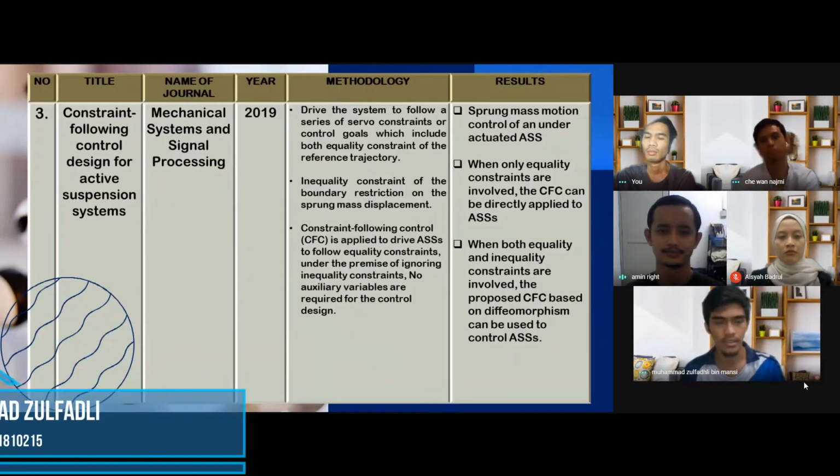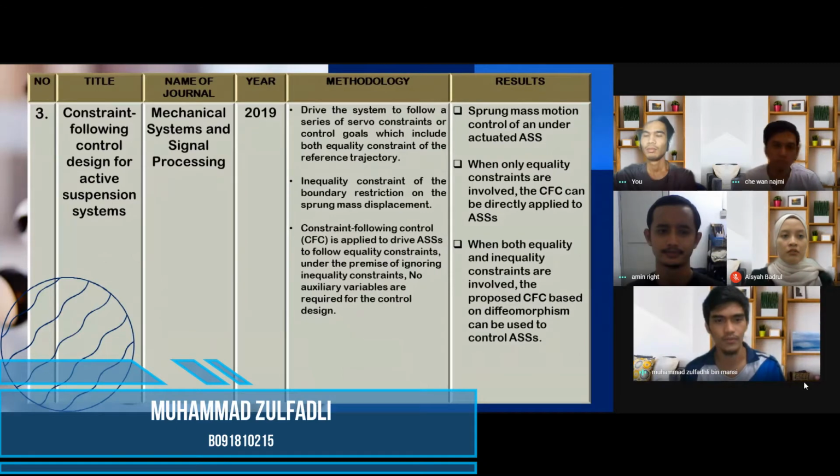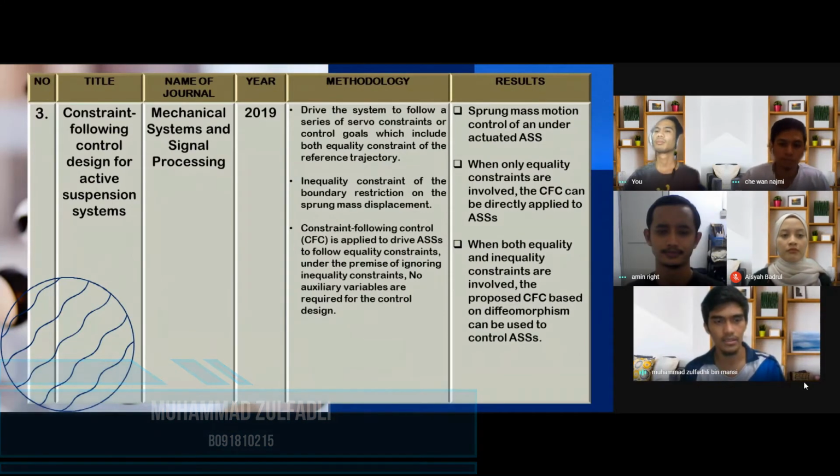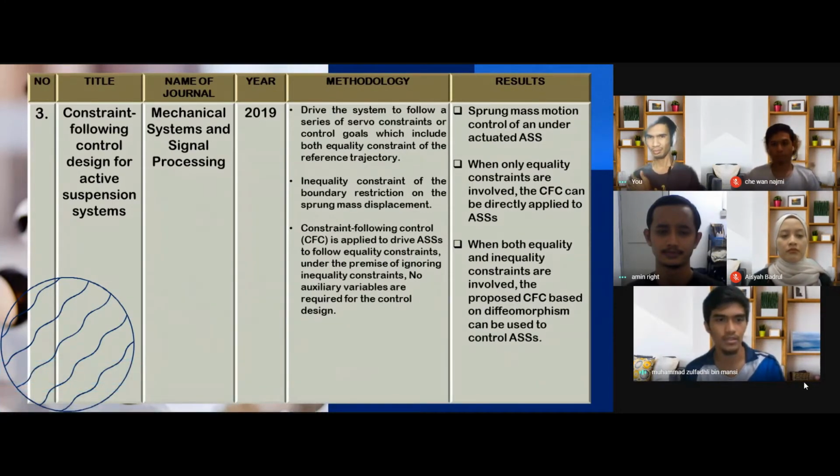For the third literature review summary, the title is Constraint Following Control Design for Active Suspension System. The name of this journal is Mechanical Systems and Signal Processing. The year is 2019.